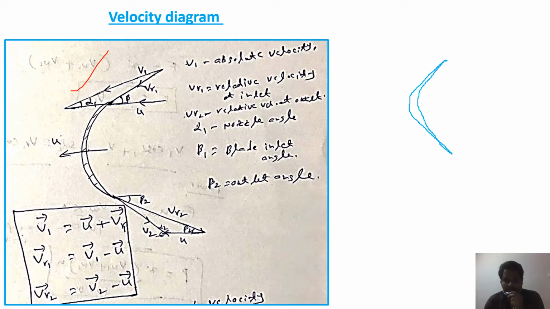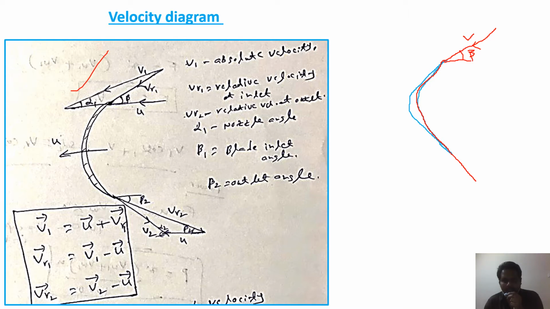Here the steam from the nozzle is entering into the blade with velocity v. So this is the velocity v. The steam is entering into the blade with the angle beta. Again I am repeating, the steam with velocity v is entering into the blade with the angle beta. As we know, in an impulse turbine, the steam will flow over the blade like this.